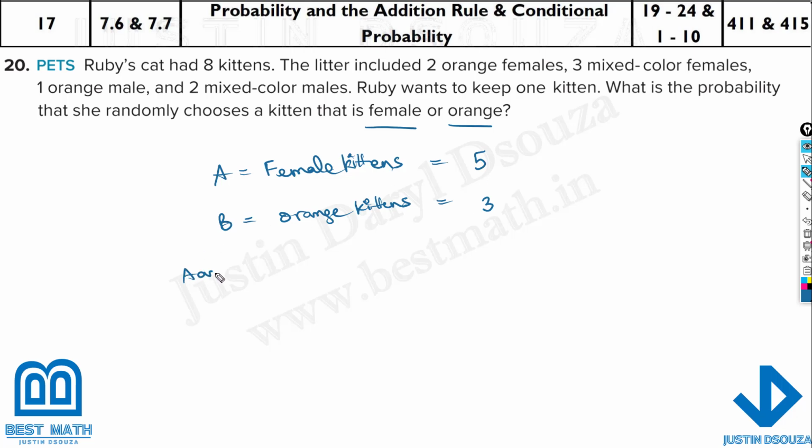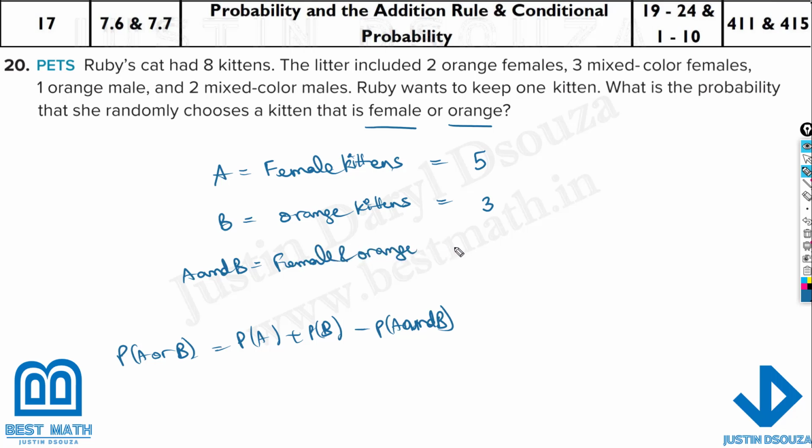Now A and B, we need A or B. See, probability of A or B is given as probability of A plus probability of B minus probability of A intersection B, or A and B. So now we need to know what is A and B, isn't it? What we want is female and orange kittens. Okay, this is the female and orange. Can you see 2 orange females? So it is 2.